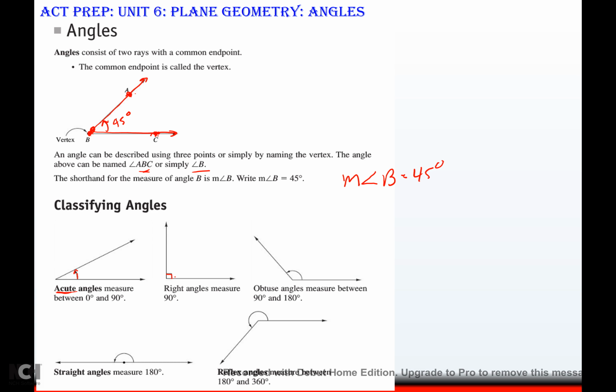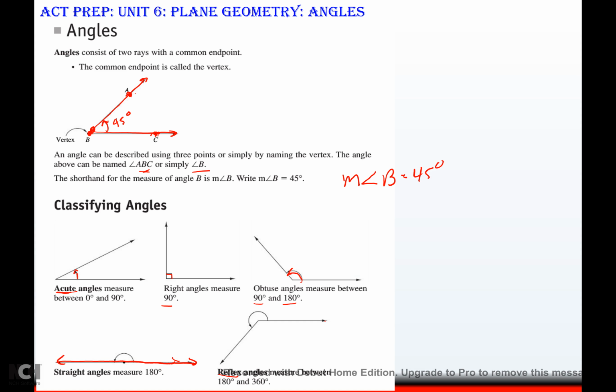Right angles are exactly 90 degrees. You know that from being perpendicular. And obtuse means it's between 90 and 180. If you remember the acute means the small one, then you just remember obtuse means the bigger one. If acute is small, then obtuse is big. Acute smaller than 90, obtuse bigger than 90. If it's exactly 180 degrees, that's a straight line, and that would be an angle of 180 degrees.